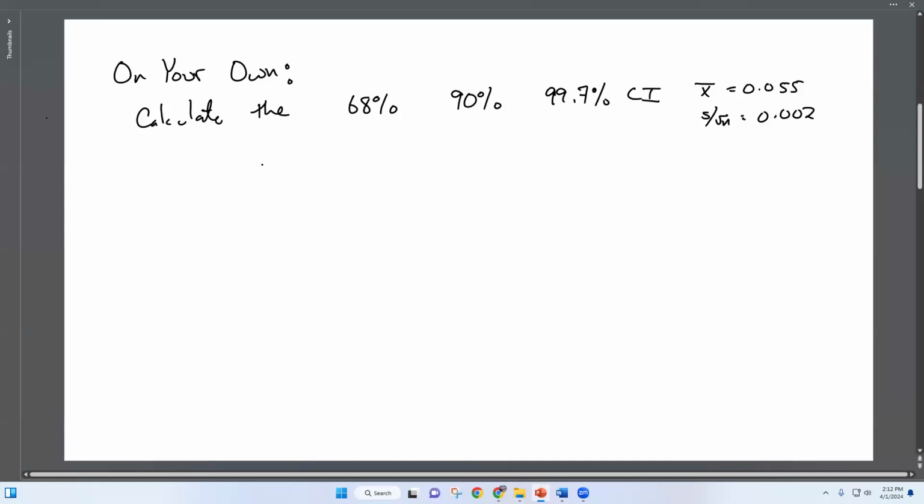I'll give you the generic formula where we have X bar plus or minus Z alpha over 2 times S over square root of n. And then alpha is going to be equal to 1 minus the confidence level as a fraction or decimal.